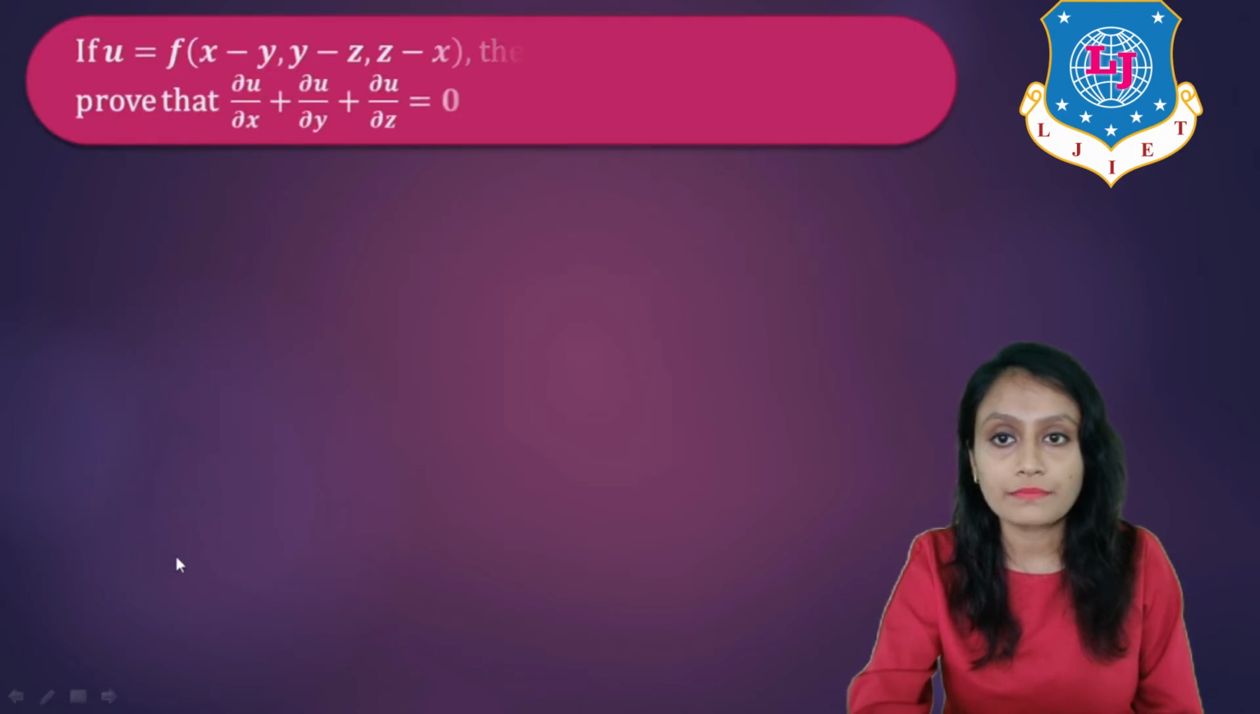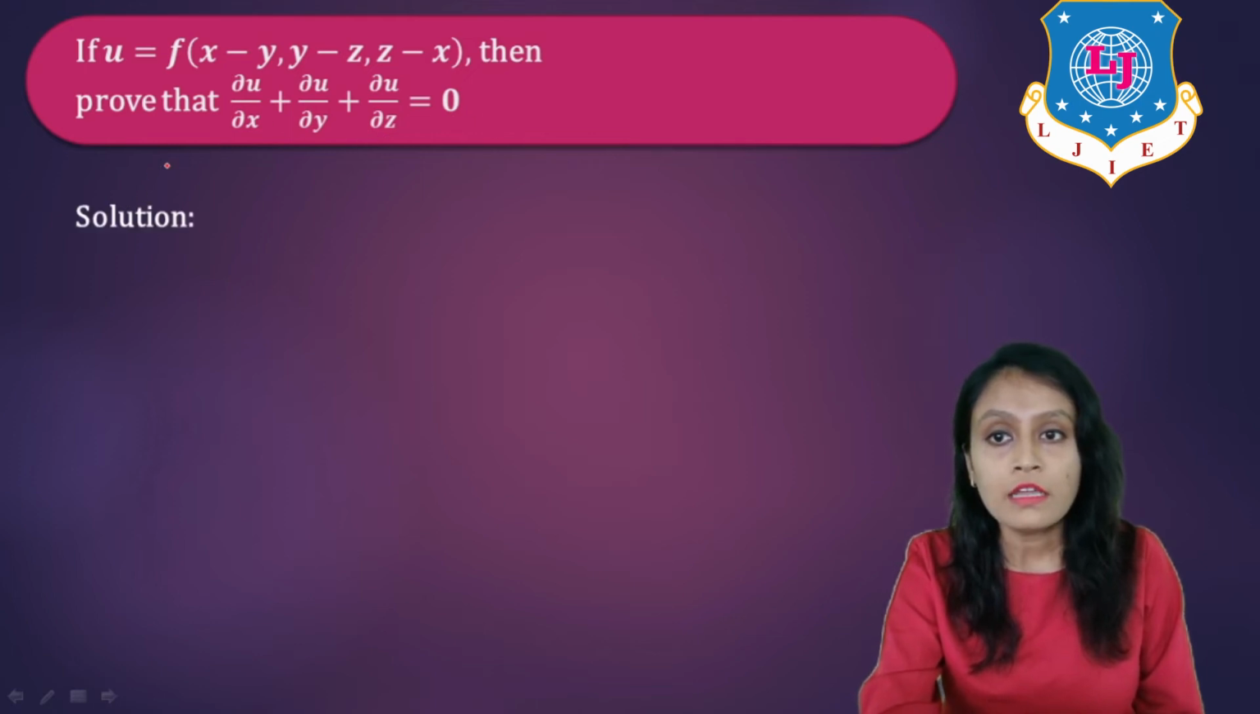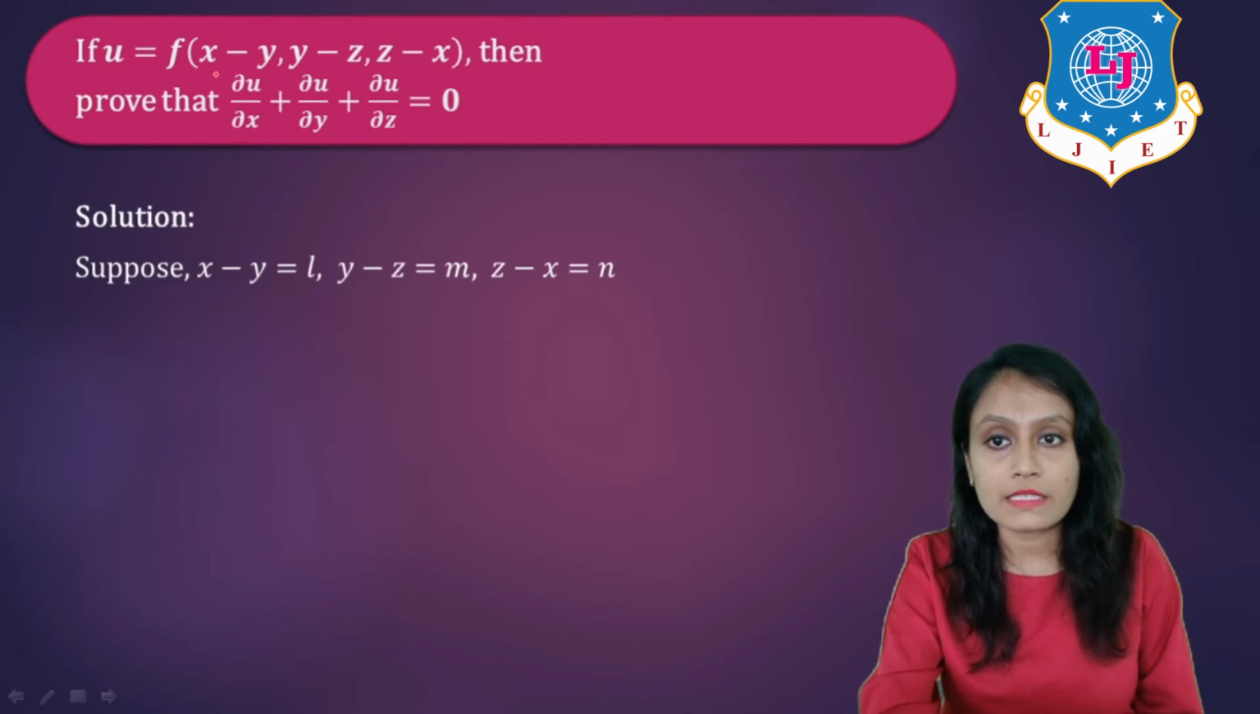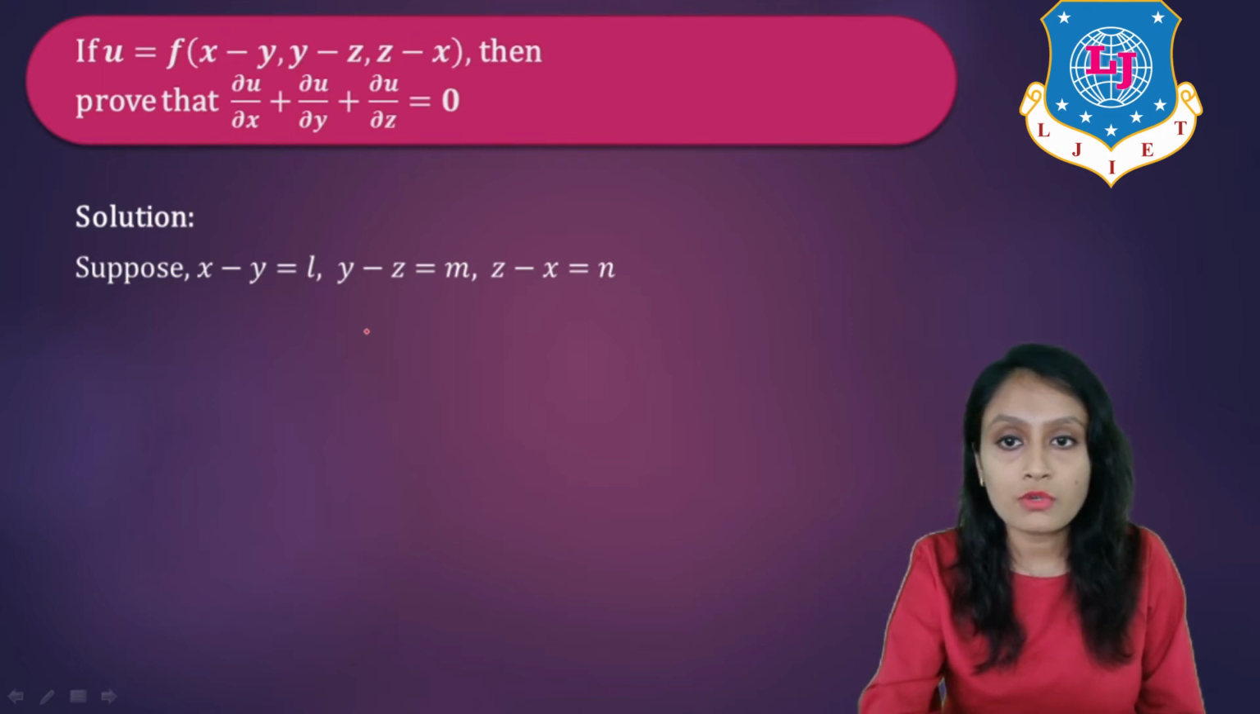Okay, next one. If u is equal to f of x minus y, y minus z, z minus x, then prove that del u by del x plus del u by del y plus del u by del z is equal to 0. We have to prove this. So for that, what we will do, we'll suppose this x minus y as l, y minus z as m, and z minus x as n. Okay, so now here you will get u as a function of l, m, and n.